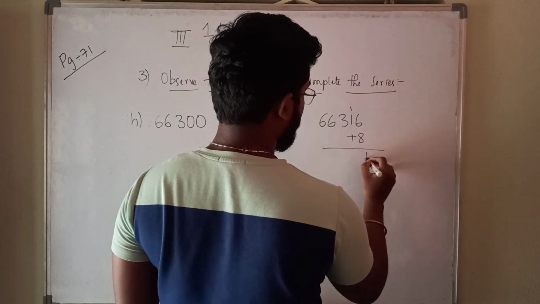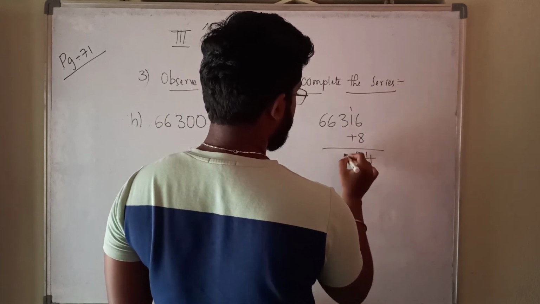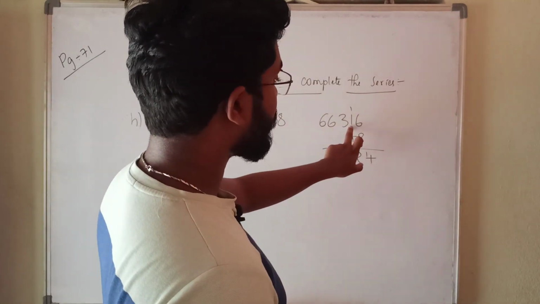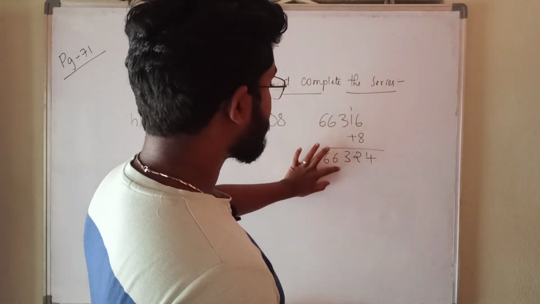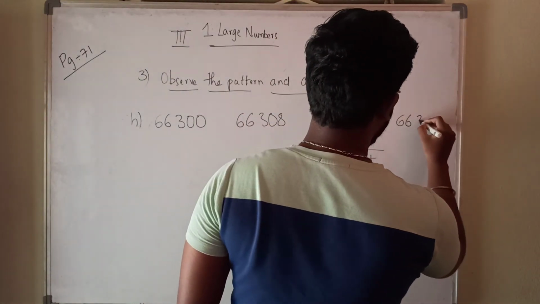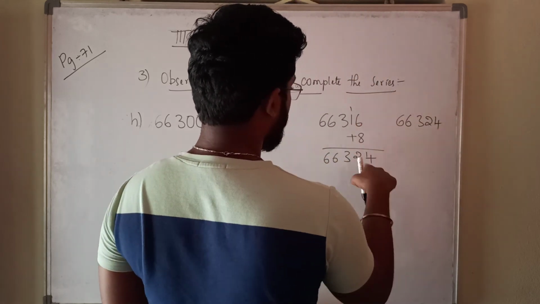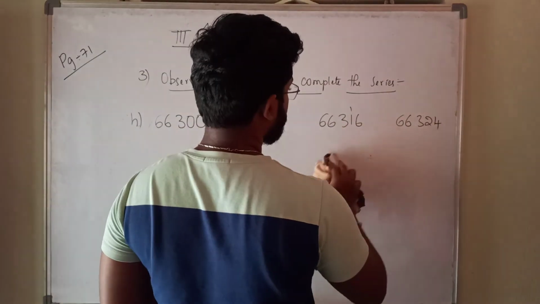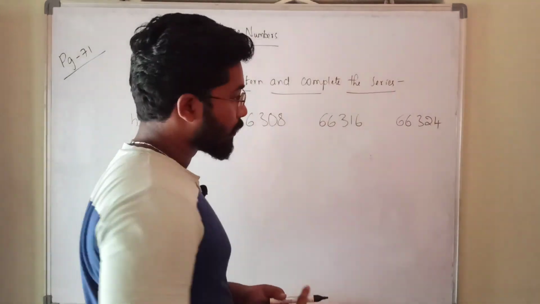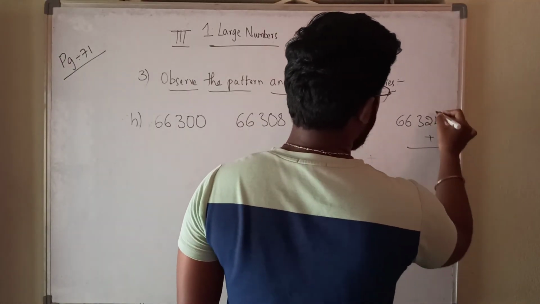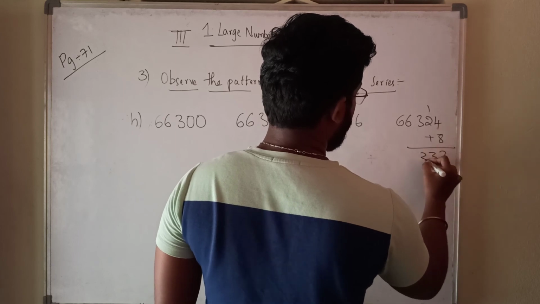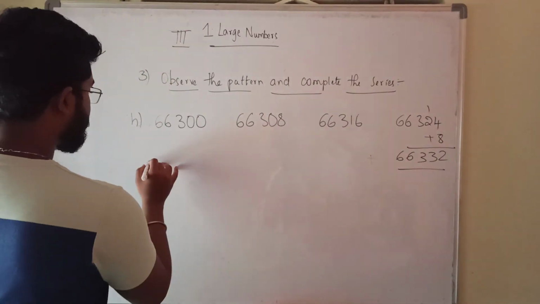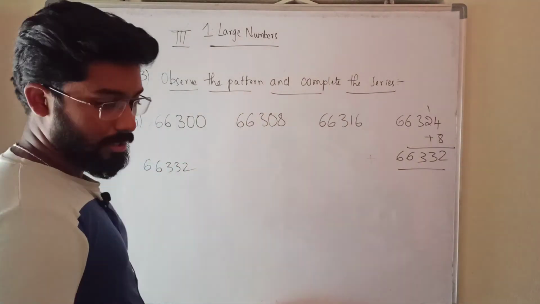8 plus 6, 14. This is 2. This is 3, 6, 6. So if you are adding 8 to this 66,316, what you will get? 66,324. 66,324. 6 plus 8 is 14. 2, 3, 6, 6. Next one. Plus 8. 8 plus 4, 12. 3, 3, 6, 6. This is the next number. Okay. 66,332 is the next number. Okay.